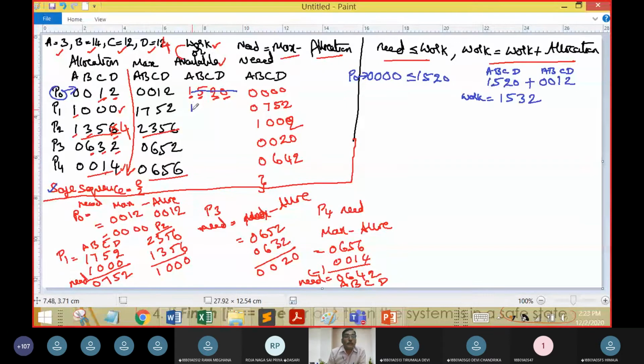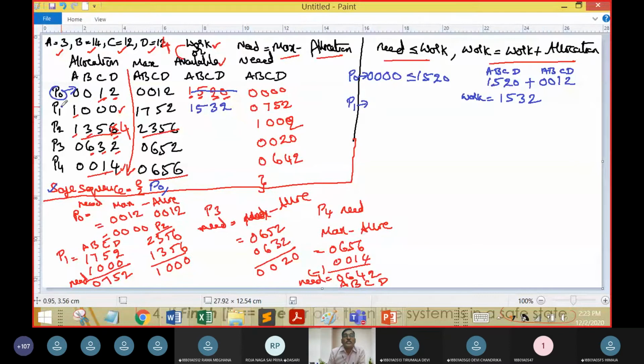So now P0 is going to enter into the safe sequence. Okay, now P0 is done. Now let us pick up the second process. What is the second process? P1. Okay, what is the need of P1?